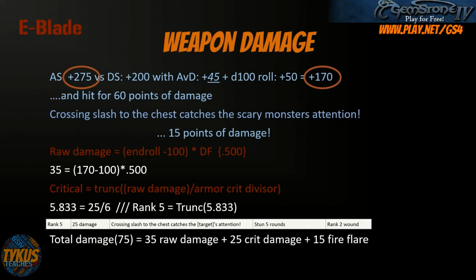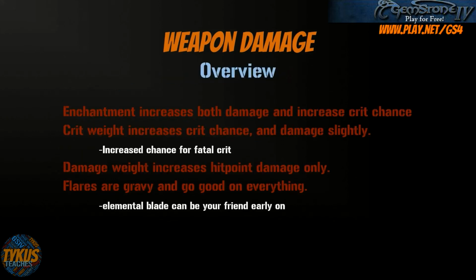I just wanted to touch base on that and make sure it didn't get overlooked, because it is fairly useful and a great tool early on in the game. Now, as an overview, enchantment increases both damage and increases our critical chance. And that is all from just pushing up the end roll. Like I said earlier, anything you can do to push up your end roll will increase both raw damage and the chance to push into the next critical rank.